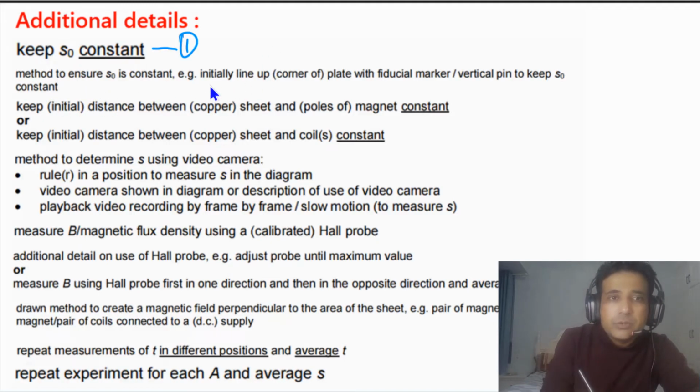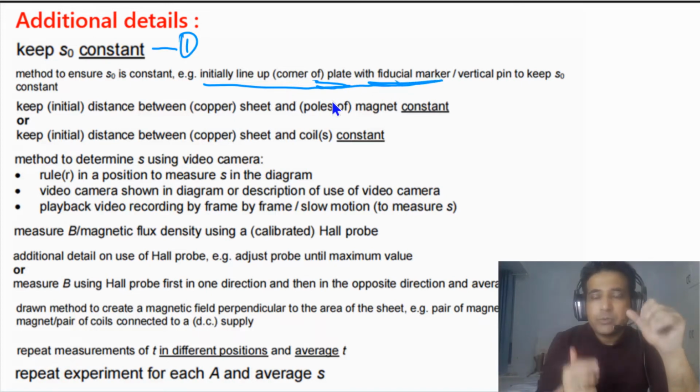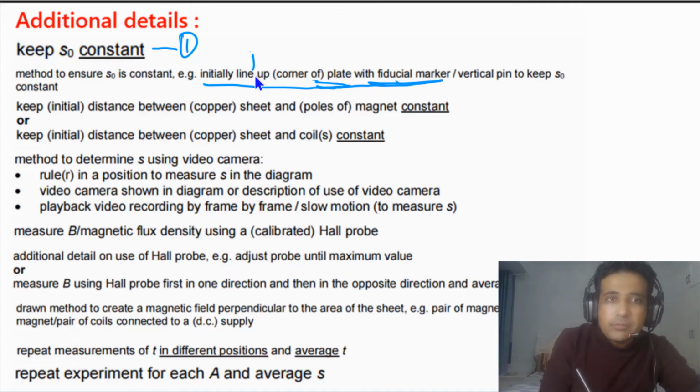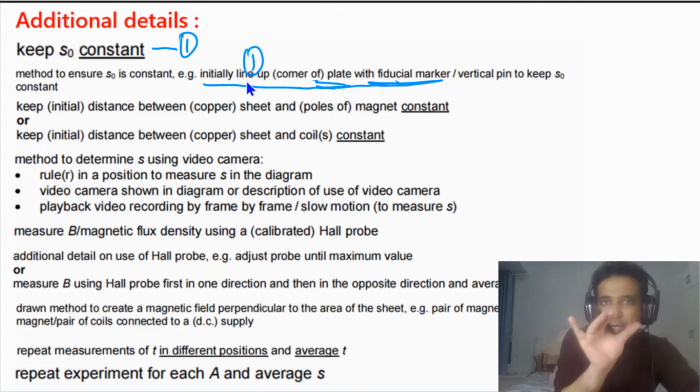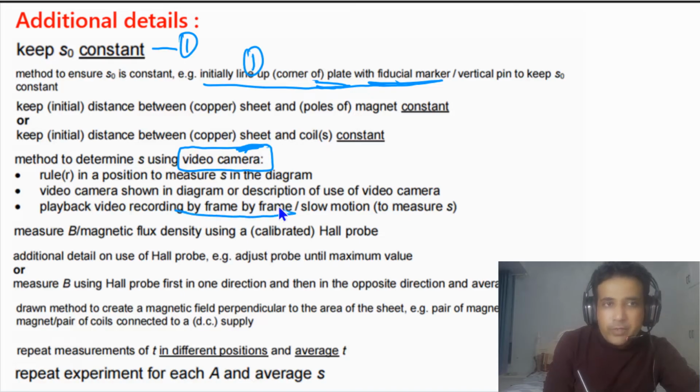So initially line up the corner of the plate with a fiducial marker, or you can say a meter rule. You can also talk about the meter rule. So you will also get 1 mark. We just need 5 marks from this one. And also if you have mentioned a video camera, you will get 1 mark for that. View frame by frame, you will get 1 mark for this one.